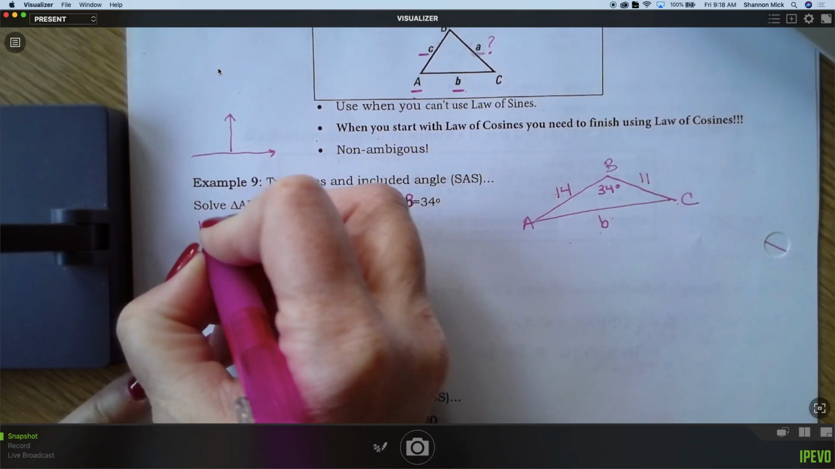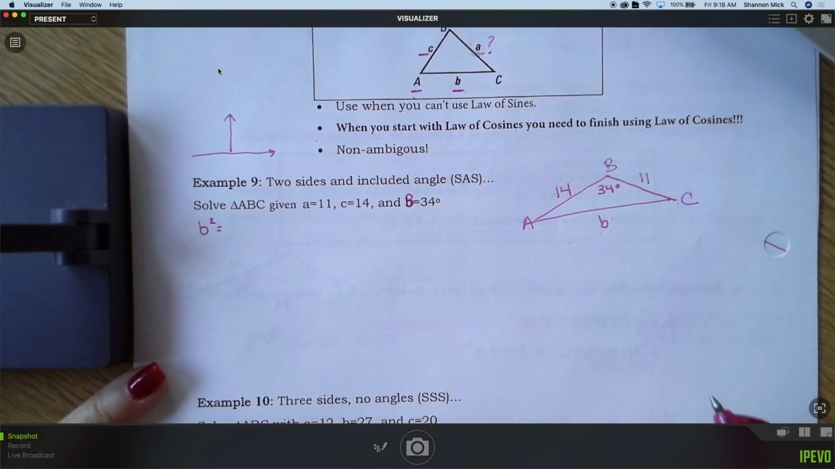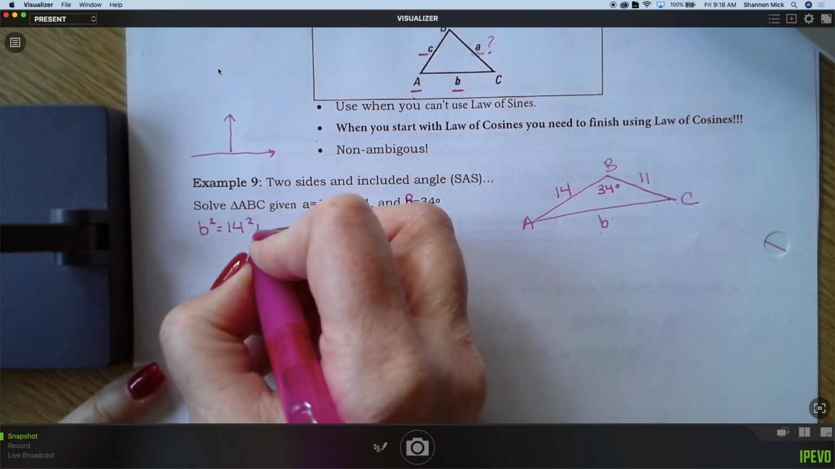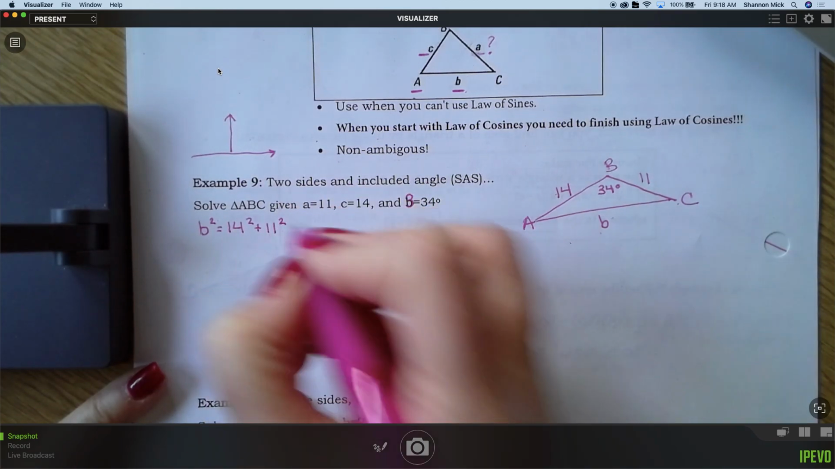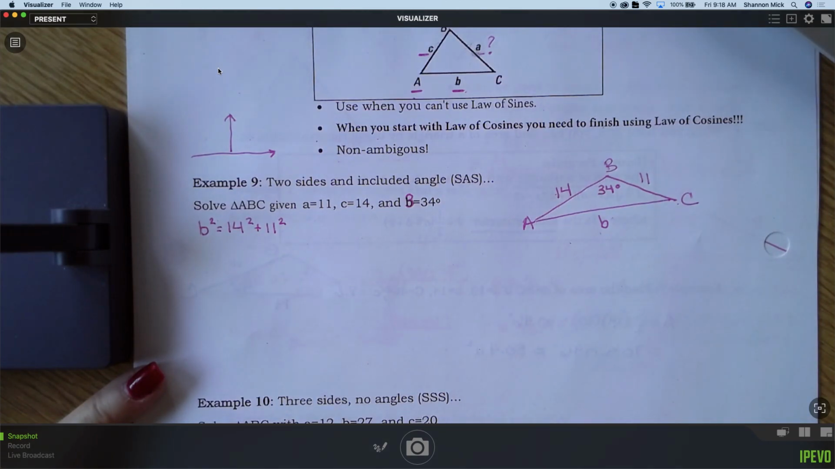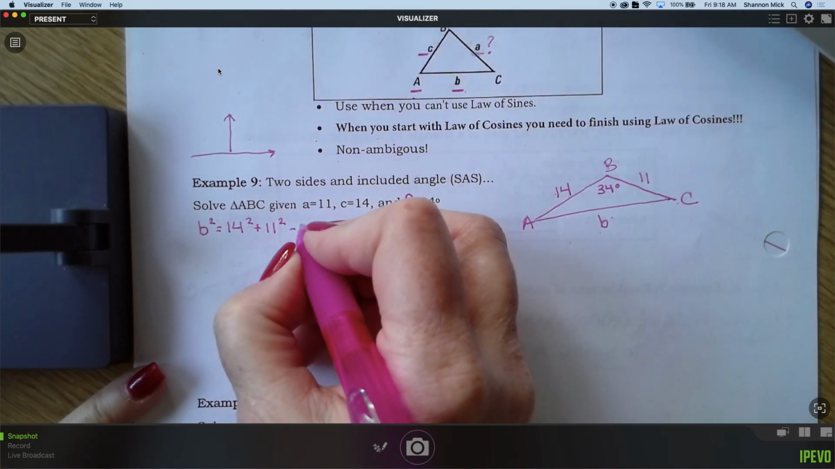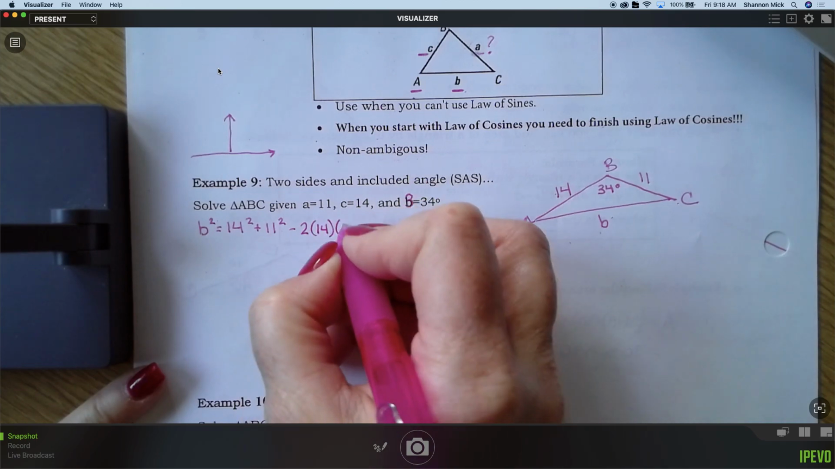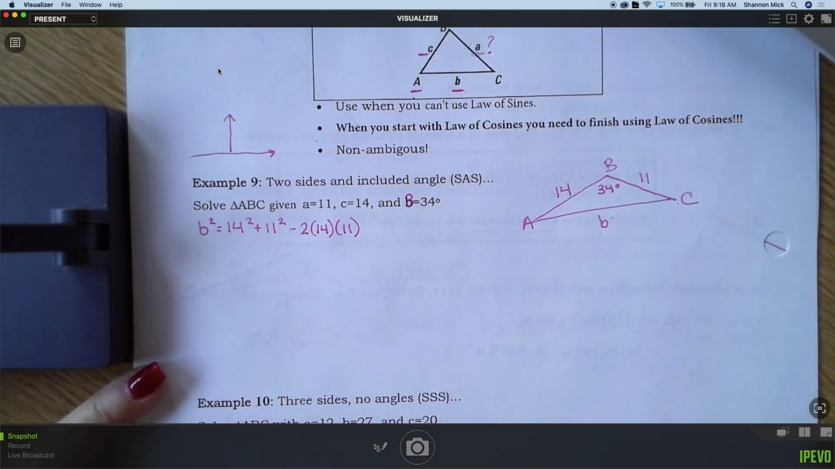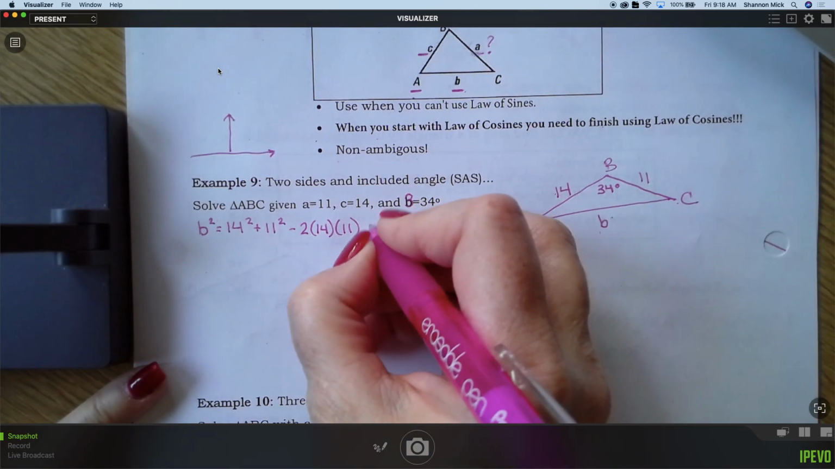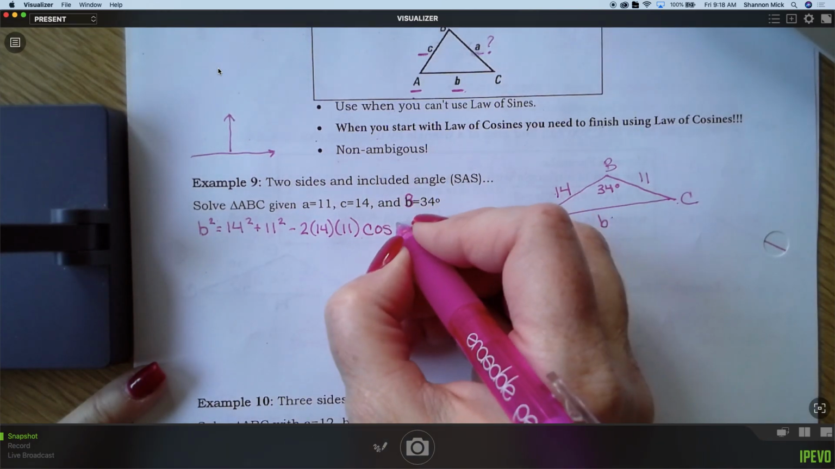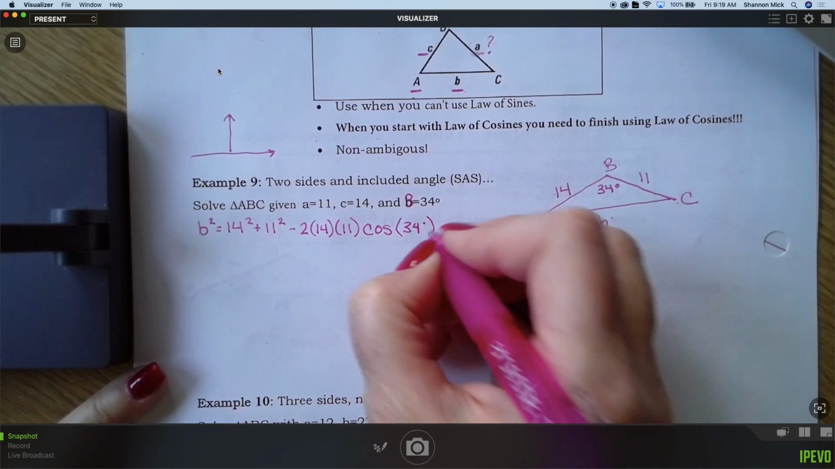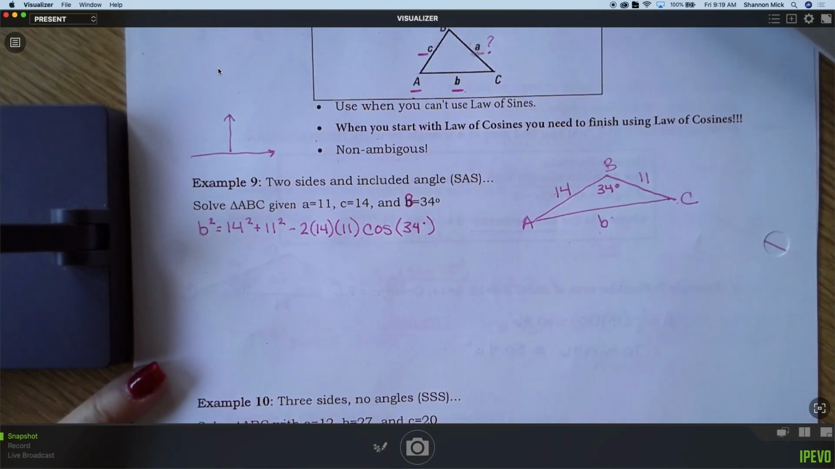So B squared equals 14 squared plus 11 squared. Does it matter if I put 14 or 11 first? No. Minus 2 times 14 times 11, and it's what law? So I'm going to put the cosine of 34. Now I obviously don't want B squared, do I?